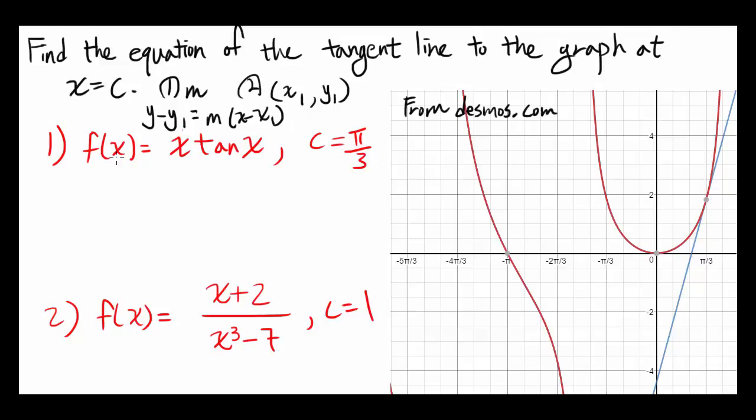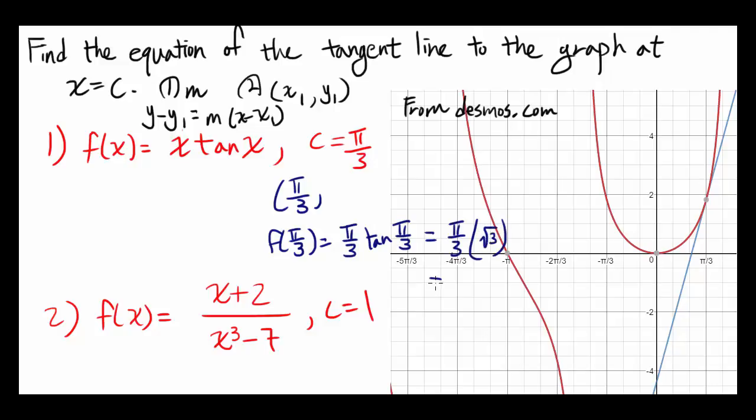The first one, f of x is x times tangent of x. Let's start by finding the point because it's easy to do. You know one point has the x coordinate pi over 3. And when you plug it into f of x, what's f of pi over 3? Well, you get pi over 3 times tangent of pi over 3. And tangent of pi over 3 is also known as square root of 3, which means you have pi times square root of 3 over 3 for your point. Pi times square root of 3 over 3. So we know the point.